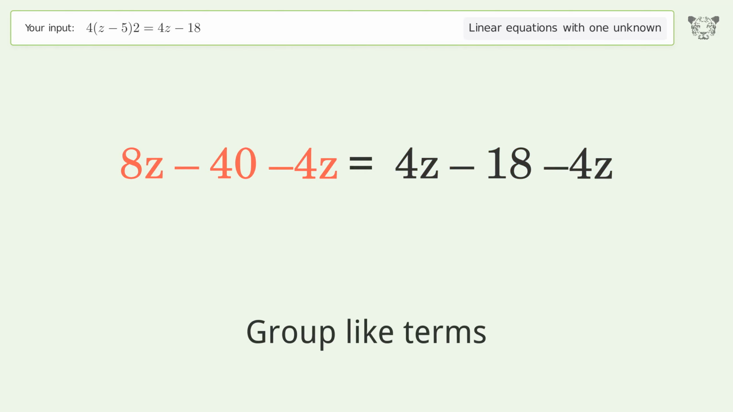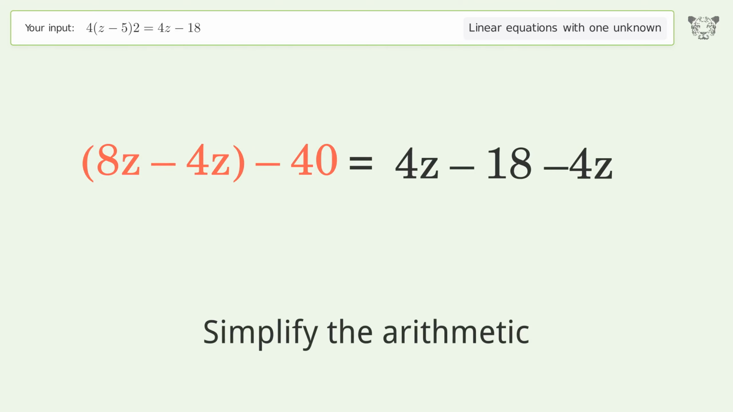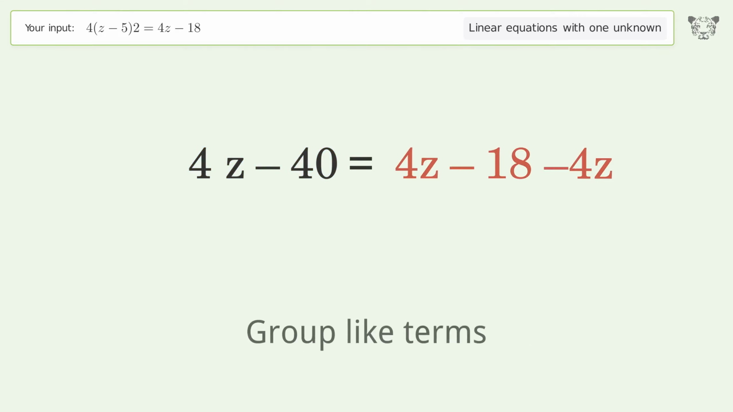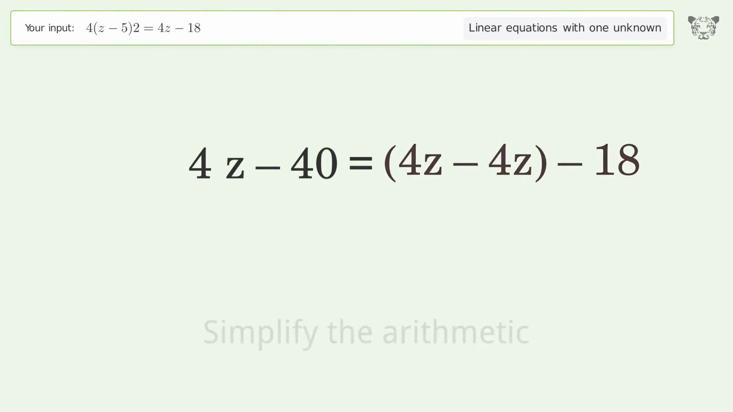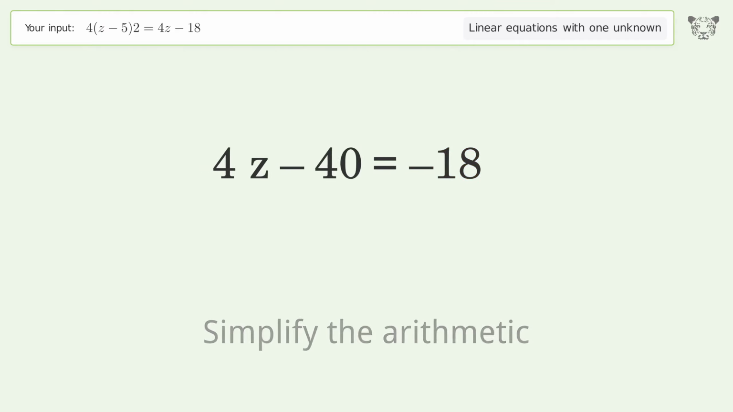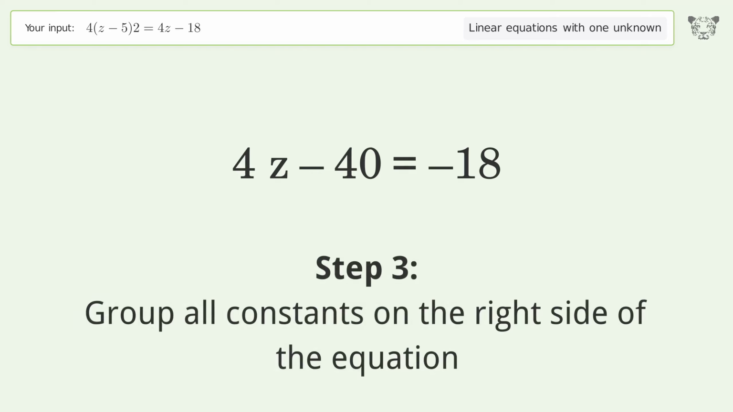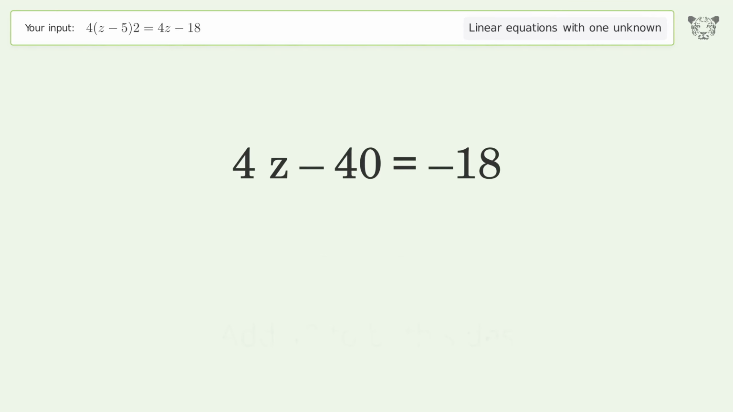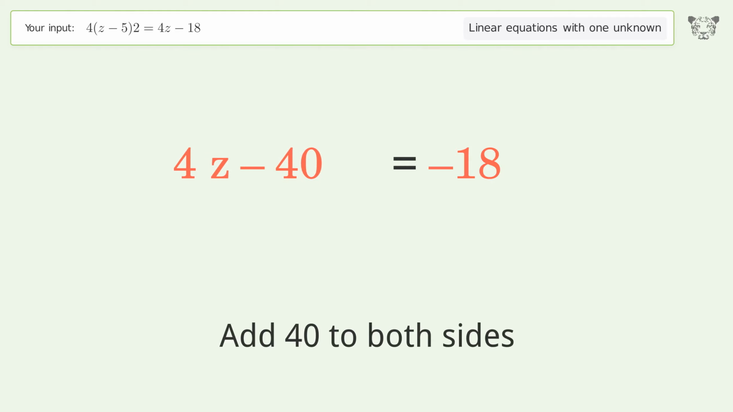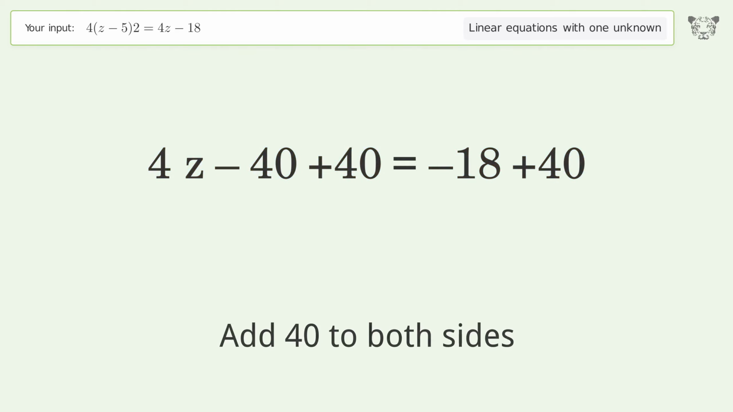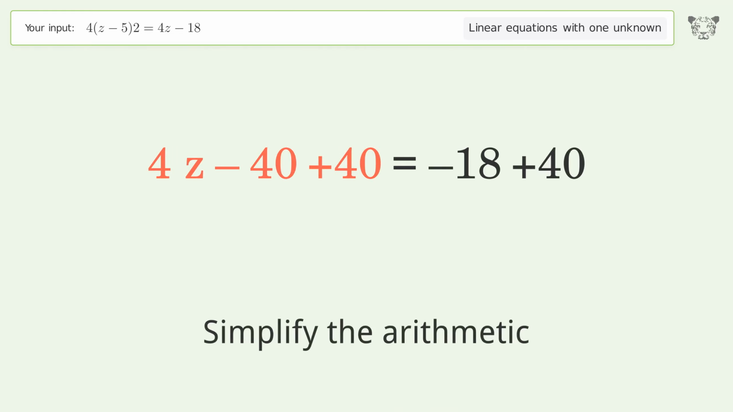Group like terms. Simplify the arithmetic. Group like terms. Simplify the arithmetic. Group all constants on the right side of the equation. Add 40 to both sides. Simplify the arithmetic.